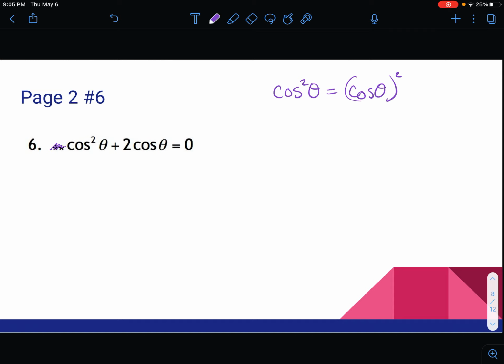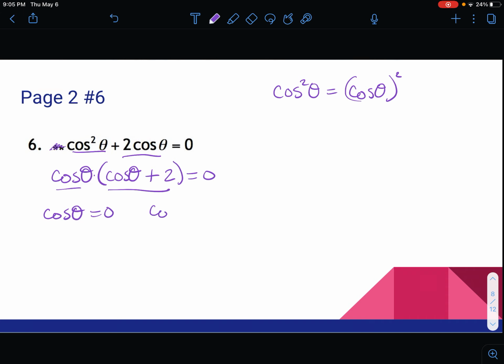So I always do try to see, can I factor this? And I see that they share a factor of cosine theta. So I'm going to pull that out. Cosine theta times what is cosine squared theta? That's another cosine theta. Plus cosine theta times what is 2 cosine theta? That is 2. All right, same thing, ZPP. We have a factor times another factor equal to 0. So we can say cosine of theta is 0. And we can say cosine theta plus 2 equals 0. And now our job is to solve for theta. Find out what angle measure makes these true.